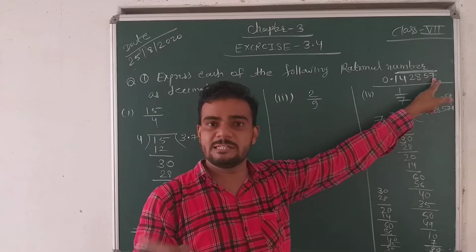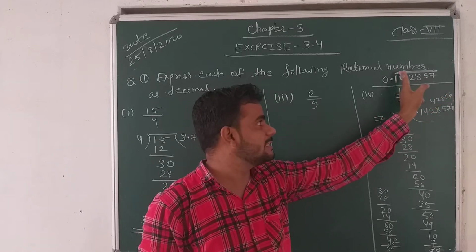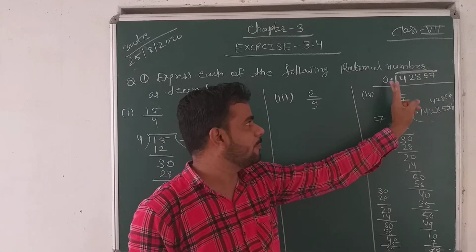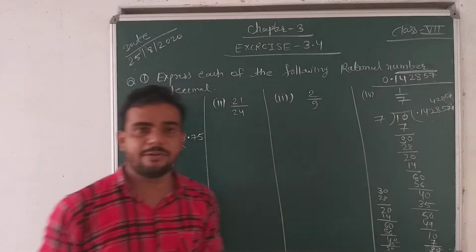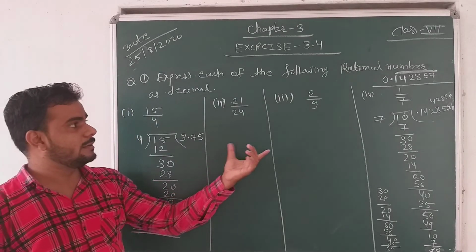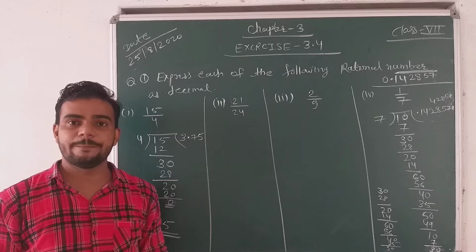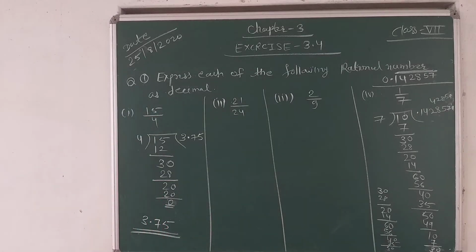After 7 the digit is repeating. So on this number we will put a symbol. This symbol is called bar. So your result is 0.142857. Okay. So the next second and third is your homework. So you try to solve. Okay. Take the screenshot.